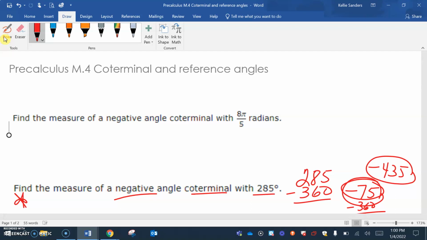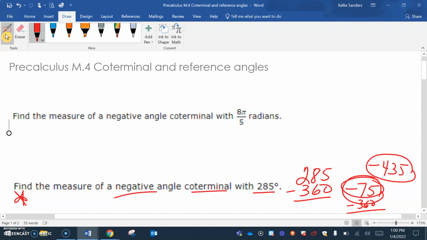Now, on the radians, remember, 0 is the same thing as 360 for degrees. 0 and 2 pi radians are the same. So if we're in degrees, we're going to add or subtract 360. If we are in radians, we're going to add or subtract 2 pi.